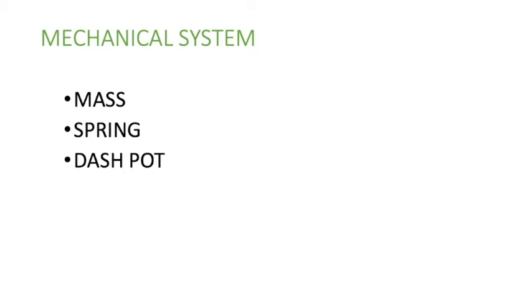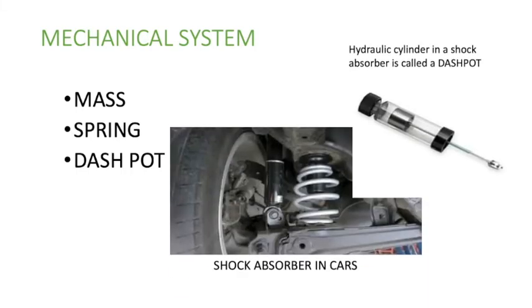You might be familiar with a mass and a spring, but may not be that much familiar with a dashpot. So, what is a dashpot? It is typically found in the shock absorbers in cars. Basically, a hydraulic cylinder in the shock absorber is called a dashpot. It is modeled by using a cylinder and a piston arrangement.